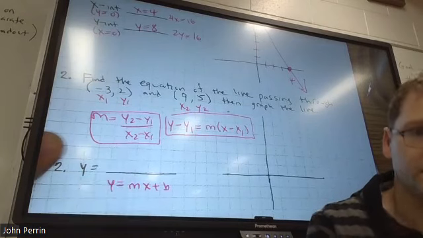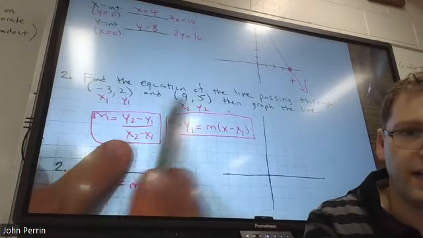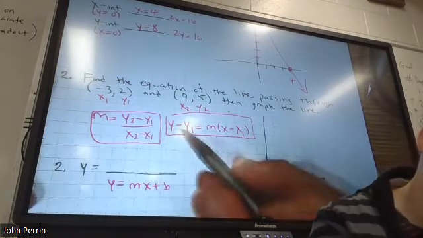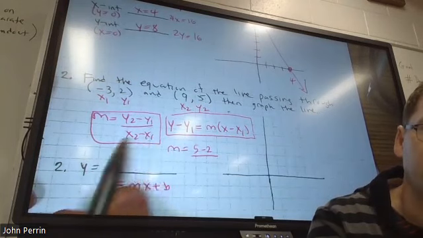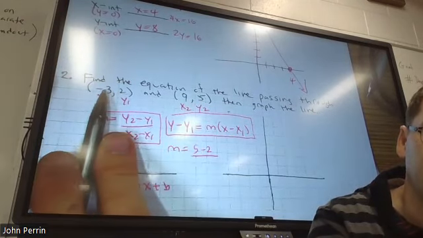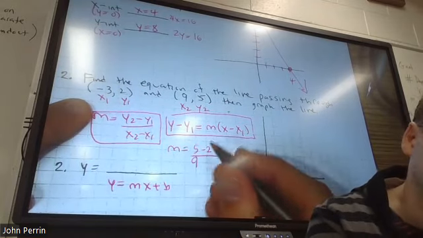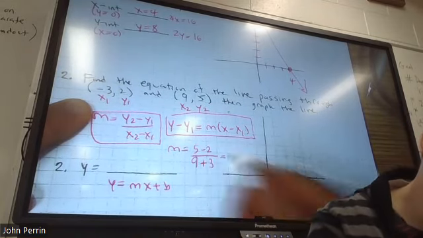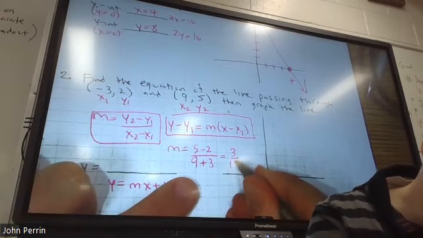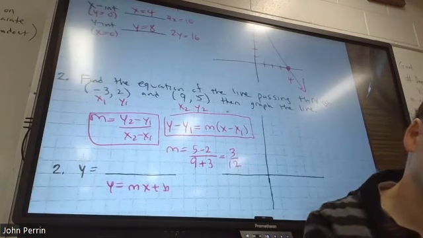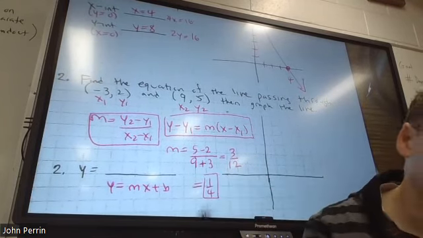Let's try this one first. We are going to subtract our y's. So that's looking like a 5, take away a 2. On the bottom, we are taking away our x's. It's a 9, take away a negative 3. Well, what's 9 take away negative 3? It's 9 plus 3. So it looks like we have 3 on the top, and we have 12 on the bottom. So we're getting the slope of 3 over 12. We'll call that a fourth.